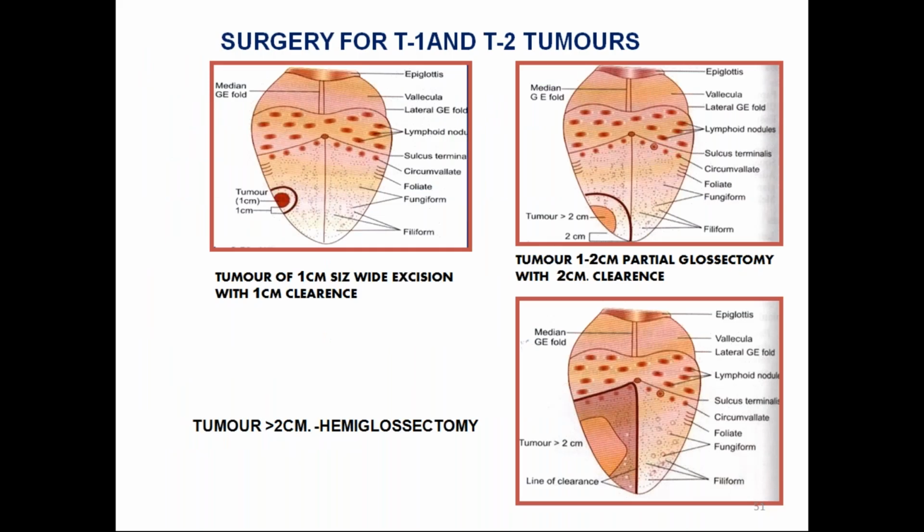Surgery for T1 and T2 tumors includes partial glossectomy with 1 centimeter clearance in case of tumors less than 1 centimeter. For tumors of 1 to 2 centimeters, partial glossectomy with 2 centimeters clearance of margin is done, so about a quarter of the tongue is removed. With a tumor greater than 2 centimeters, hemiglossectomy is done, that is, half of the tongue is removed.